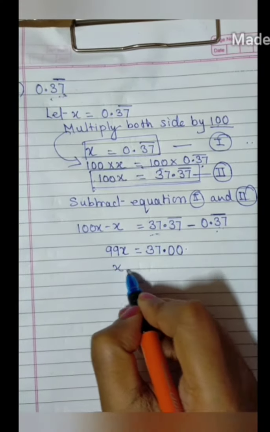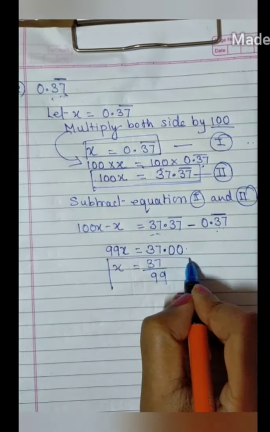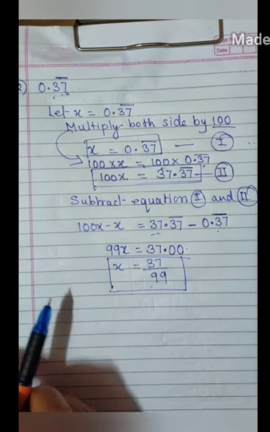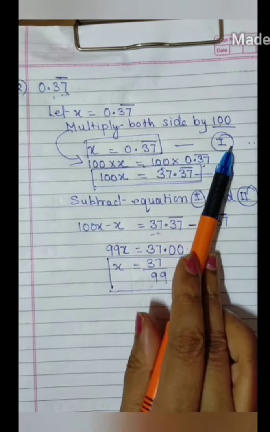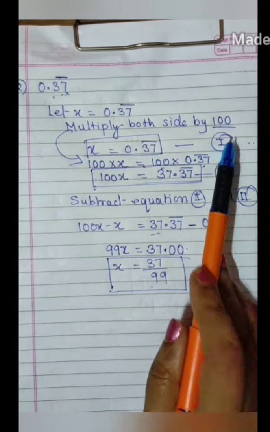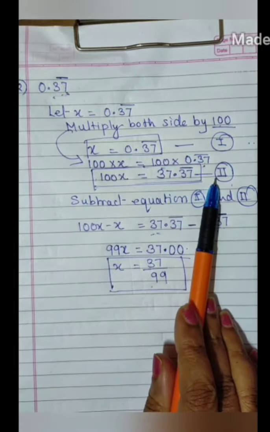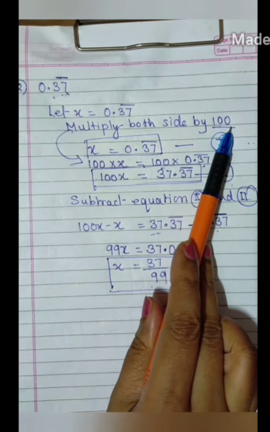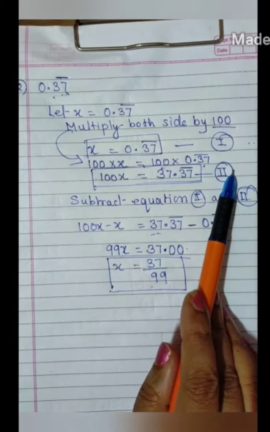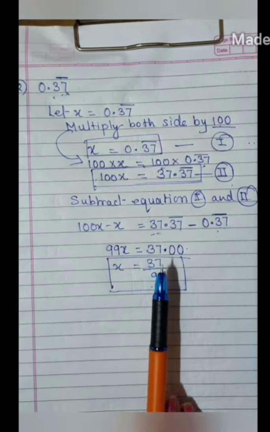Now x is equal to 37 upon 99. This is our answer for question number 2. I hope you understand these steps. Very easy. Two equations: by multiplying we get the second one. Let's assume and take the first equation. After that, the second: after multiplying both sides by 100 we got this. Then after getting the first and second equations we have subtracted. After subtraction we divide and we got the answer.